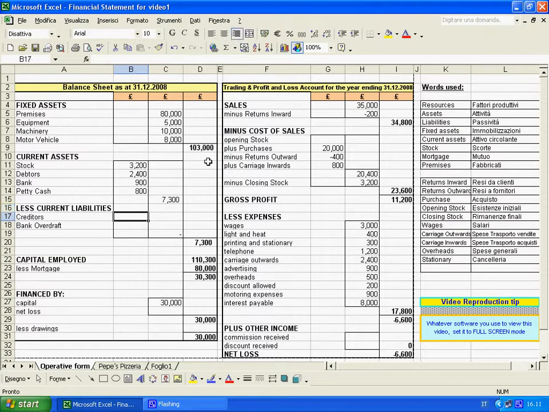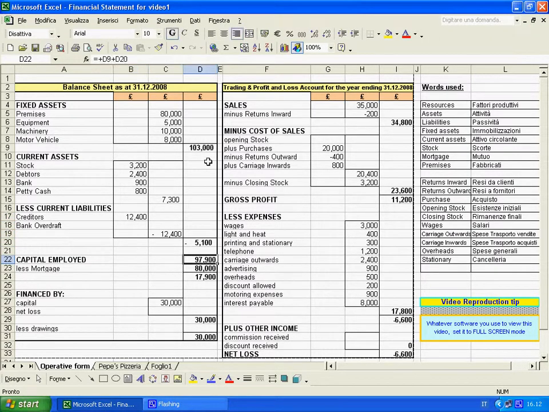Then liabilities. Liabilities are money due to anybody. Creditors are suppliers, people from whom we have bought goods or other services or things. Do we have to pay something to them? Yes, we have. And the amount of this is £12,400.